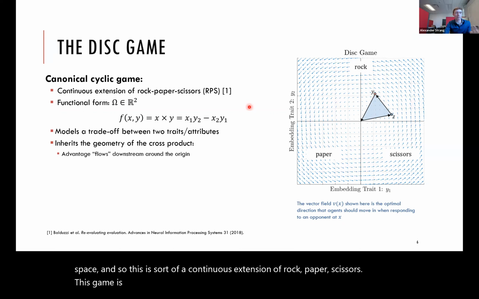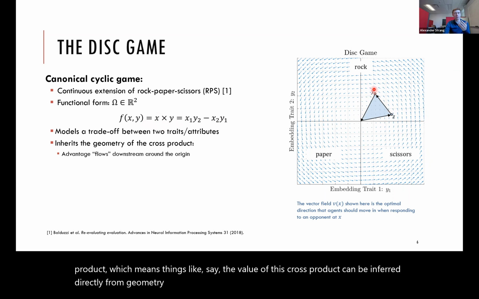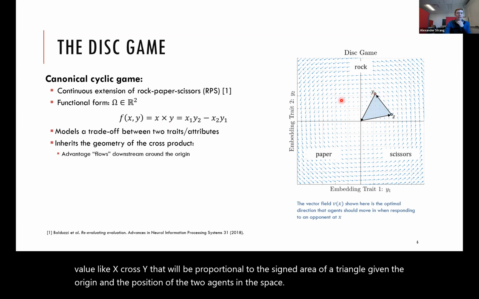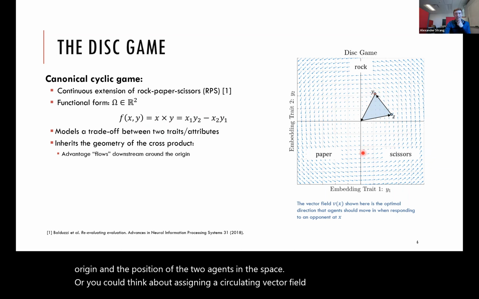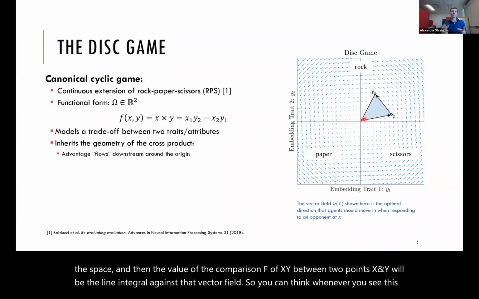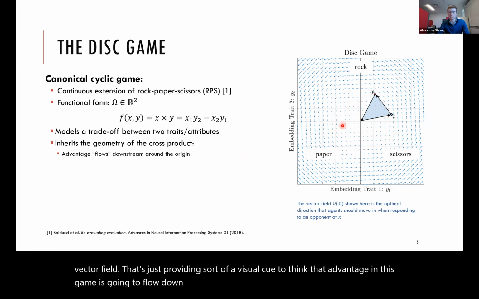This game is particularly nice because the cross product is a deeply geometric product, which means things like the value of this cross product can be inferred directly from geometry in the space where the agents live. So for example, this value, x cross y, will be proportional to the signed area of a triangle given the origin and the position of the two agents in the space. Or you could think about assigning a circulating vector field to the space, and then the value of the comparison, f of x, y, between two points x and y will be the line integral against that vector field. So whenever you see this vector field, that's just providing a visual cue that advantage in this game is going to flow downstream around the origin.